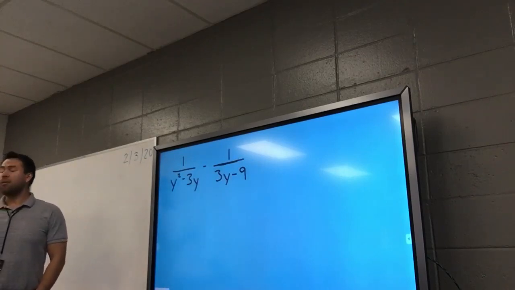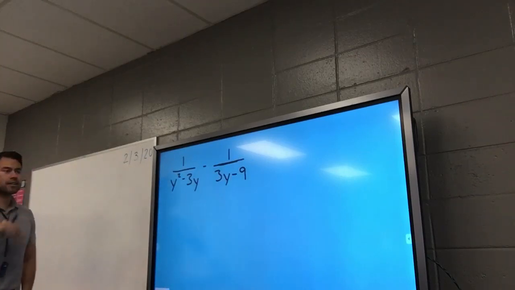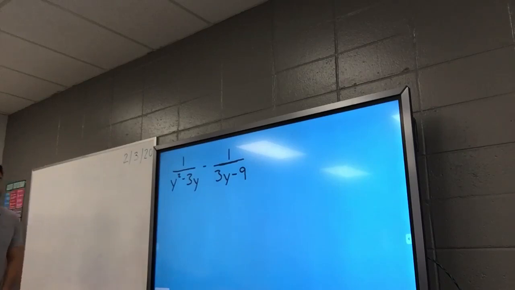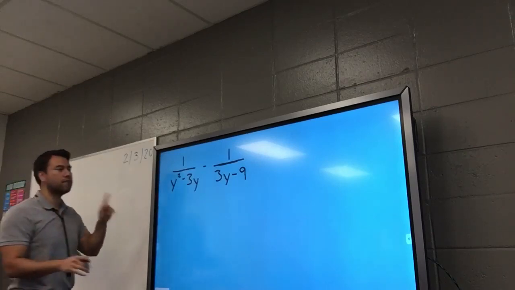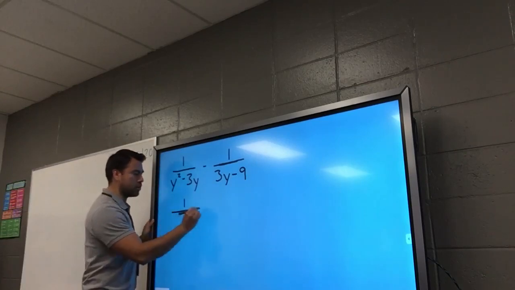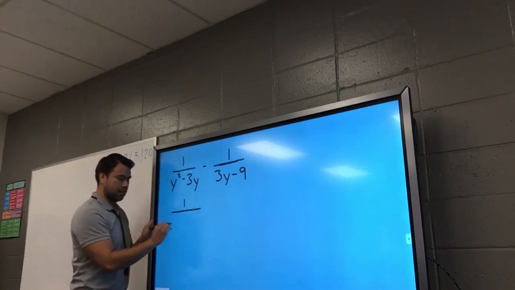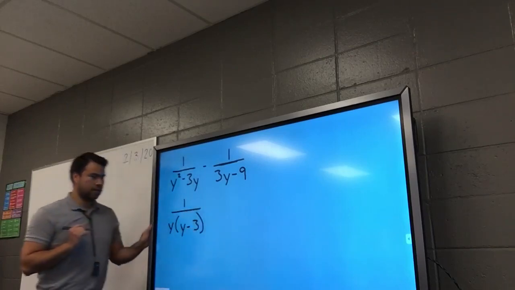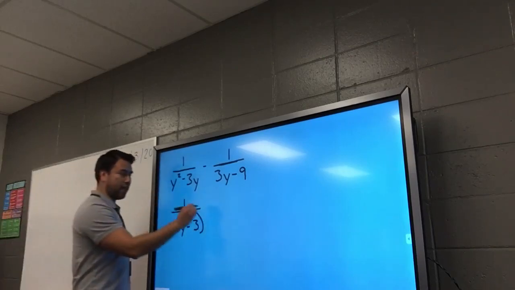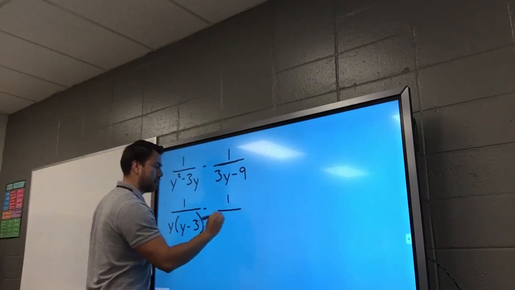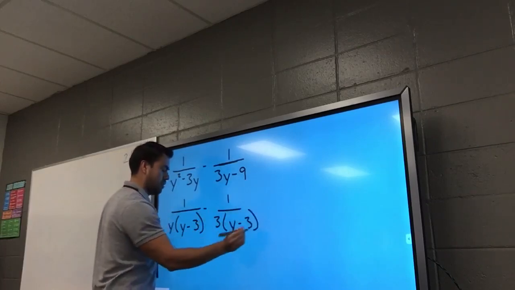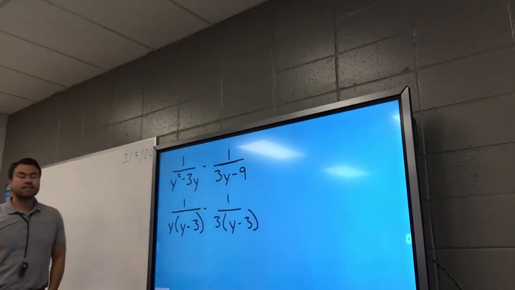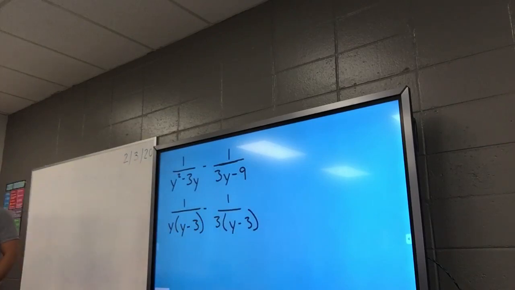Okay, I want to subtract, combine, add, however you want to say it, but I need a common denominator. It's not super clear, so I'm going to factor. So the first fraction, you could take out a y, you get y minus 3 times y. And with the other fraction, I can factor out another. That's helpful in finding your LCD.